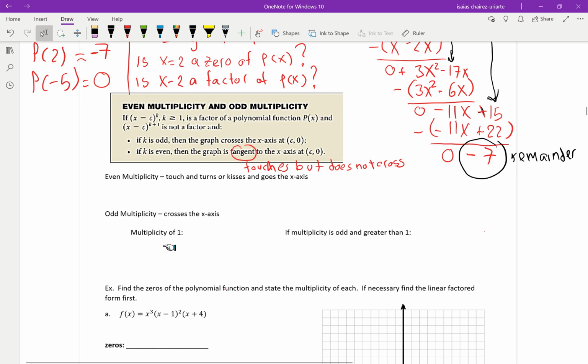If you had multiplicity of 1, for instance, imagine you had a polynomial like p of x equals, I don't know, x minus 3. That has multiplicity 1, because I could think about it as x minus 3 to the 1. So that's odd multiplicity, and what's going to happen is that it's going to cross the x-axis. And if the multiplicity is odd and greater than 1, then you still cross the x-axis.